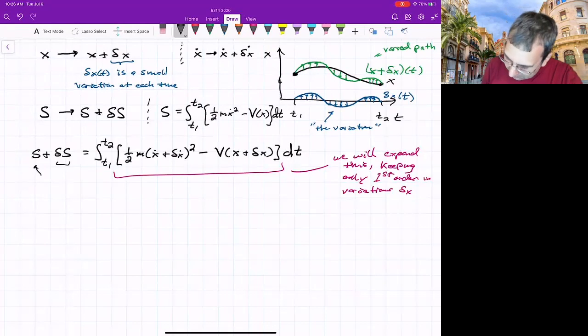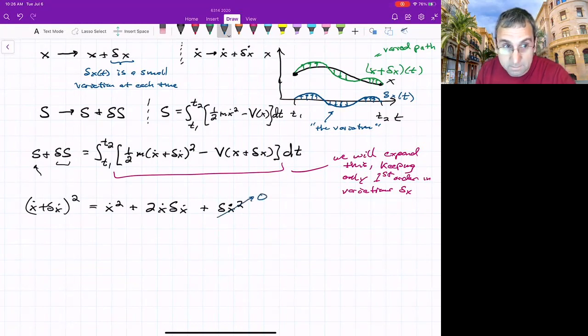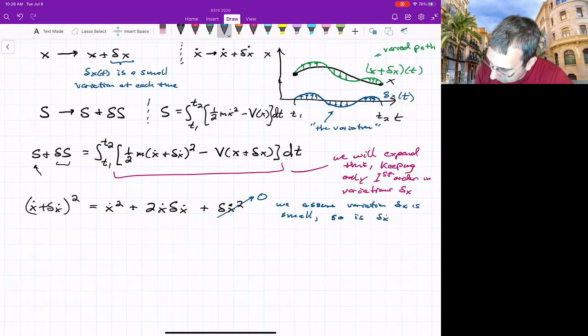So what do we need for this? Well, there's this term, (x dot plus delta x dot) squared. Expanding that out, we get x dot squared plus 2 x dot delta x dot plus delta x dot squared. I'm going to treat delta x dot squared like it's 0. Right, this is a common thing when you're saying our variation is small. Variation is small, and so is delta x dot. So we'll ignore things that are square of small terms.